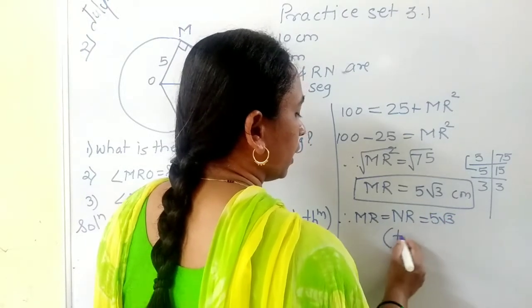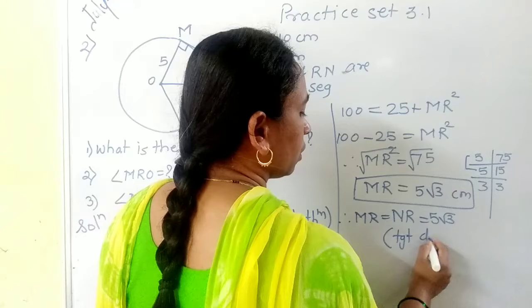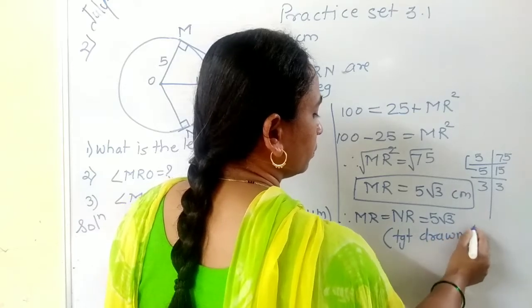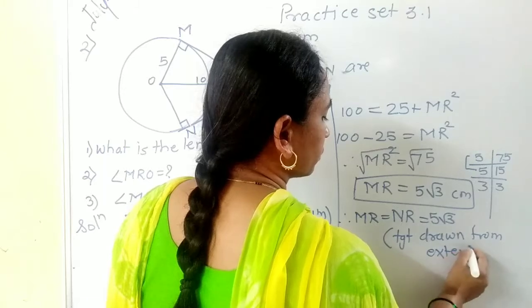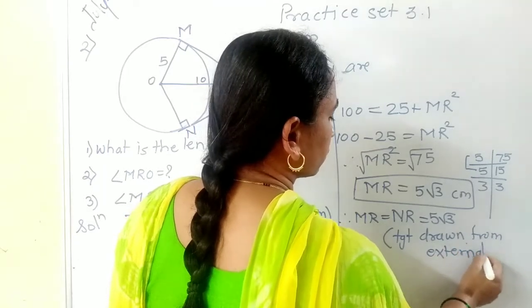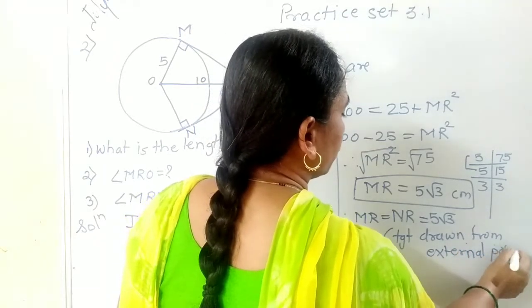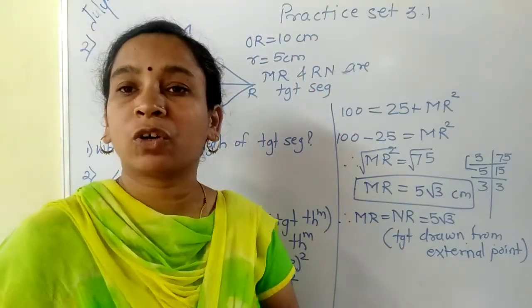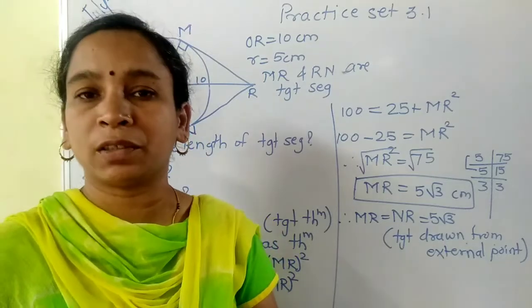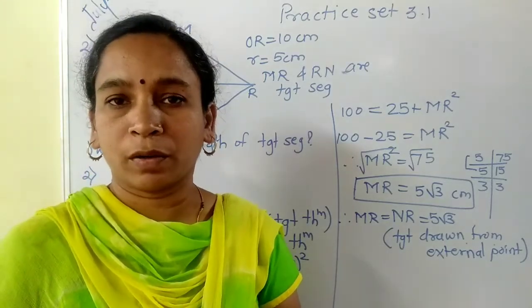Reason: tangents drawn from external point, or you can write equal tangent segments. If the tangents are drawn from the external point, those tangent segments would be congruent.